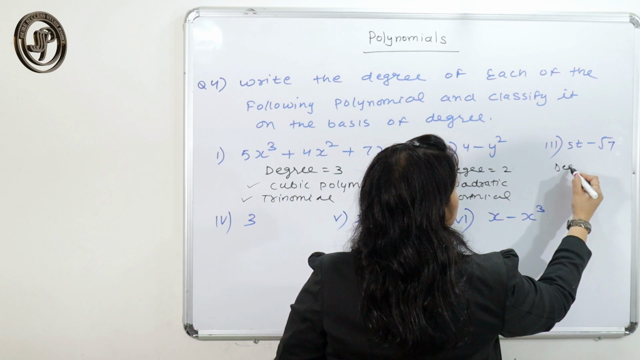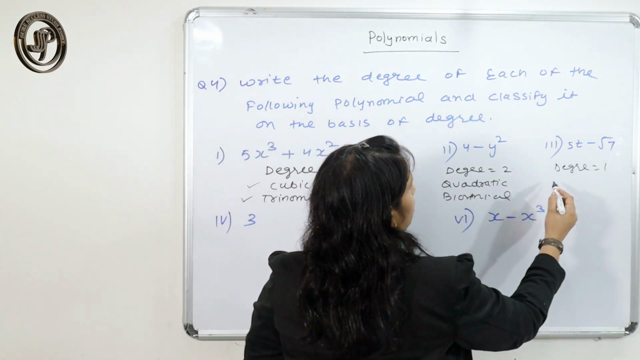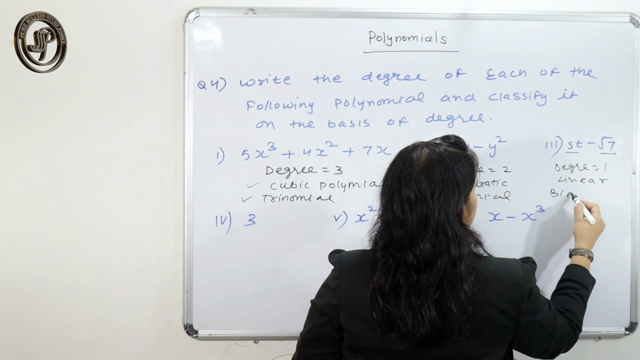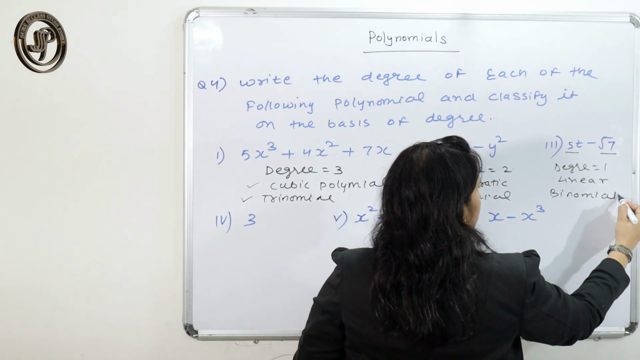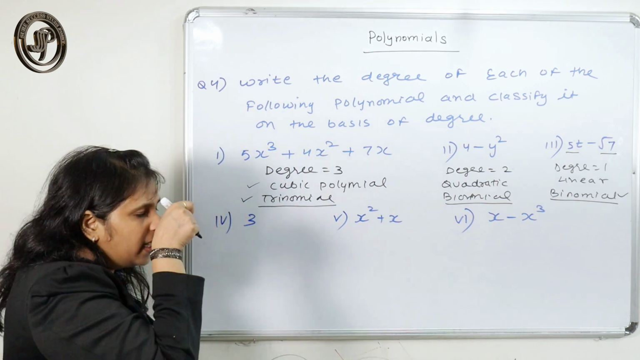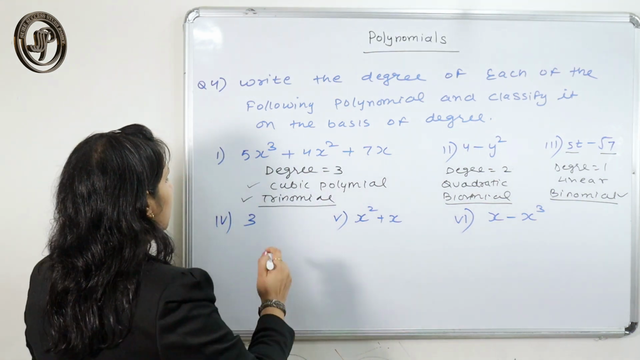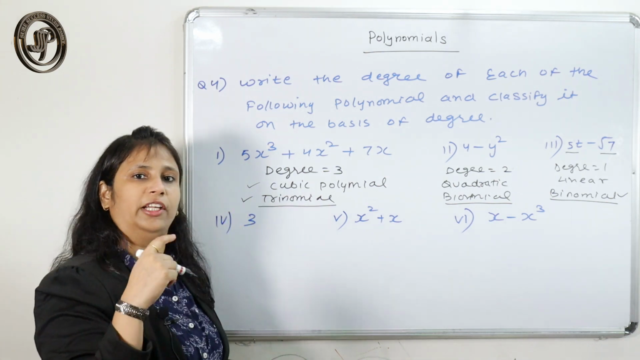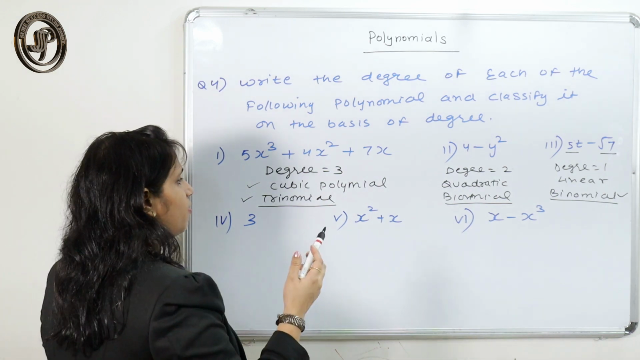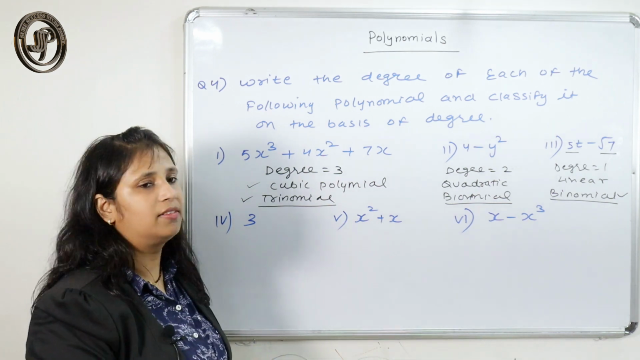The degree is 1 because the highest power of t here is 1. So it is a linear polynomial, and since it has 2 terms, it is also called a binomial. This is not asked in the question. Here the question asks to classify it on the basis of degree. I am doing the extra thing so that if by chance in the exam it is asked whether it is monomial, binomial or trinomial, you can classify in this way.